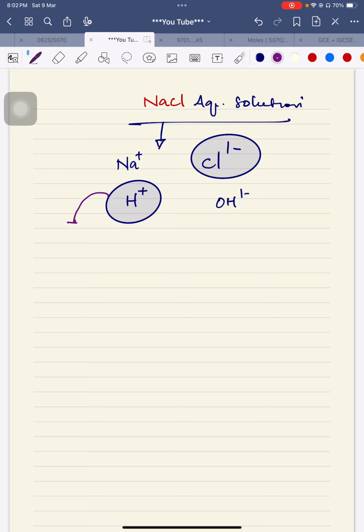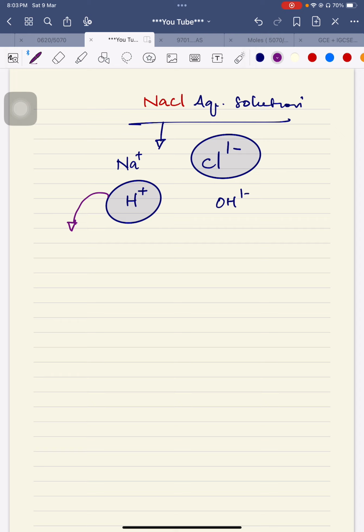So where are they going to discharge? They are being attracted. Guys, I'm giving you a reminder again: both Na plus 1 and H plus 1 ions are attracted towards the negatively charged electrode. Both Cl minus 1 ions and OH minus 1 ions are attracted towards the positively charged electrode. But out of the two positively charged ions and the two negatively charged ions, only one positively charged ion and only one negatively charged ion is going to discharge.